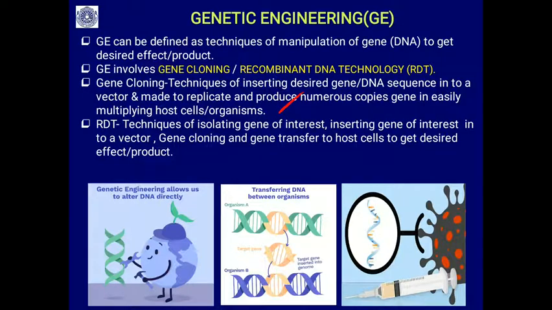So recombinant DNA technology involves techniques of isolating the gene of interest, inserting it into the vector, then gene cloning, producing many copies of that, and then transferring this to the host cell to get a desired effect or product. So genetic engineering allows us to alter DNA directly. It is the process of transferring DNA from one organism to another organism. Recently, it helped to develop the vaccines for COVID-19 very fast.